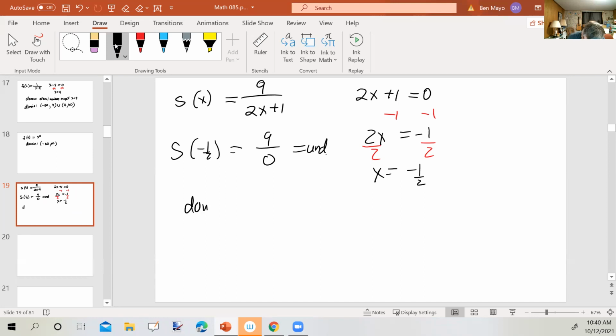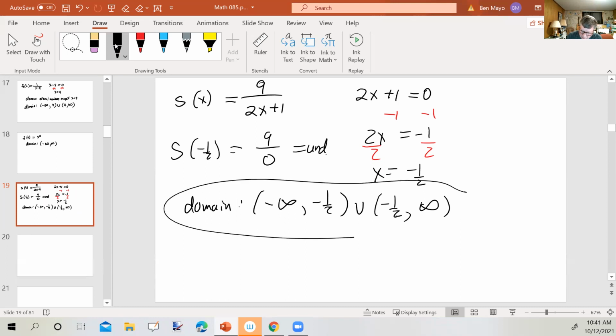So the domain is going to be from -infinity up to, but not including -1/2, in union with after -1/2 up to +infinity. So here's the domain written in interval notation. Any questions about that one? All right. Next, we're going to look at some graphs.